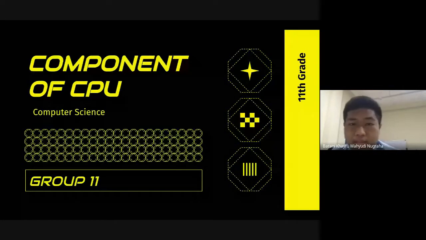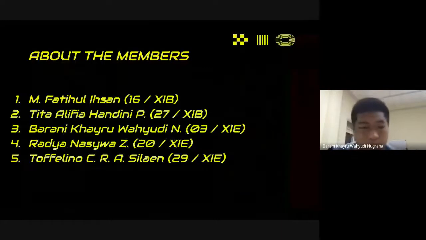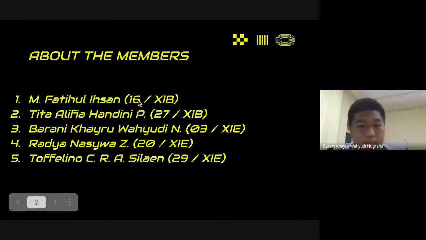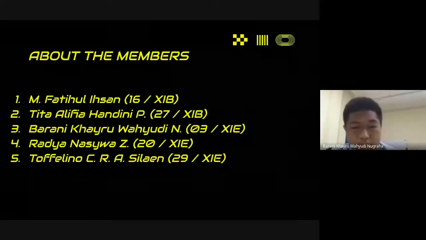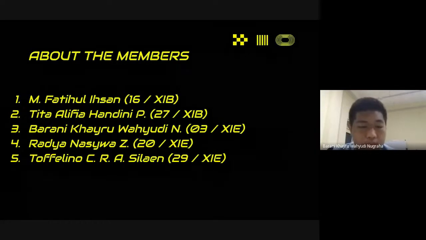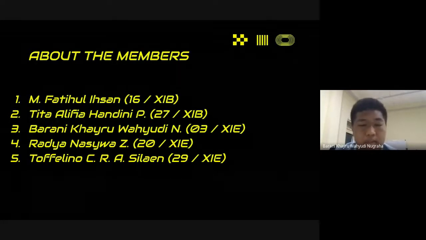But first, let me introduce you to our group. The first one is Muhammad Fatihul Ihsan with the presence number 16 from class 10B, and then Tita Alifia Handini Putri, presence number 27 from 11B as well, and Barani Khayru, myself, presence number 3, 11E, and Radya Nasywa, presence number 20, 11E, and Toffelino C, presence number 29, 11E.